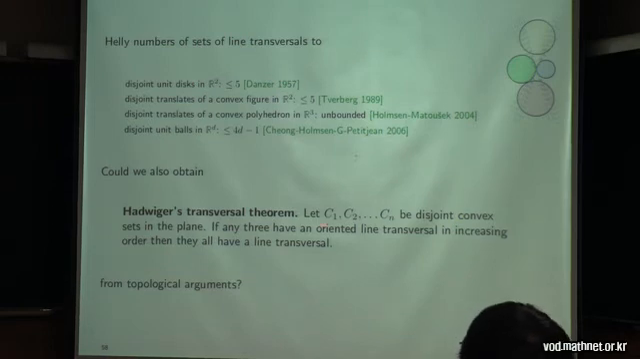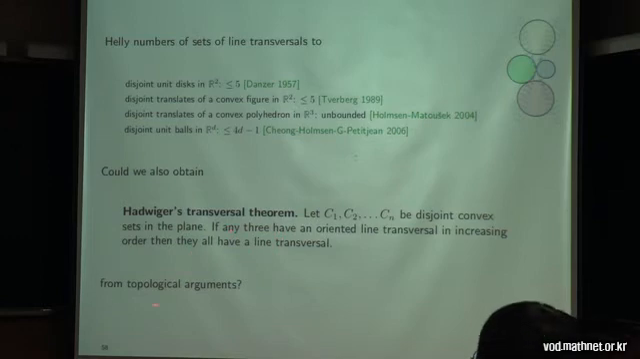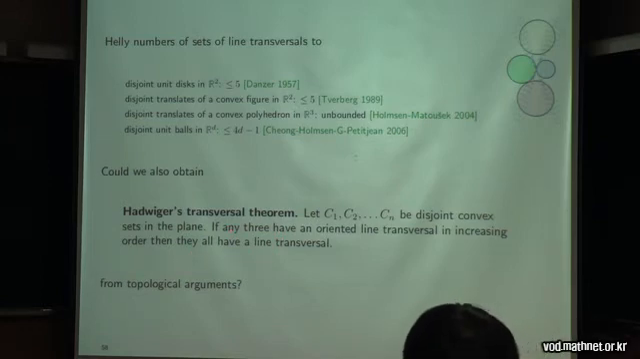What it tells you is that if you take disjoint convex sets in the plane, and any three of them have a line transversal in increasing order, so you require that the line transversal meets the sets in a certain order, then they all have a line transversal. And as far as I know, there's no known way to deduce this from the kind of topological theorem I mentioned before.